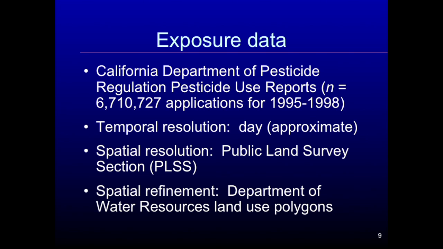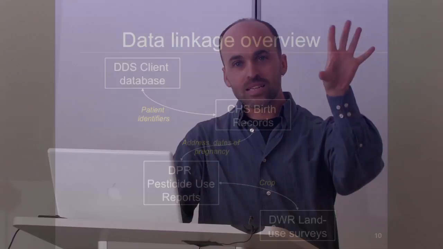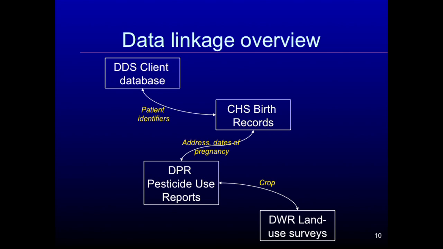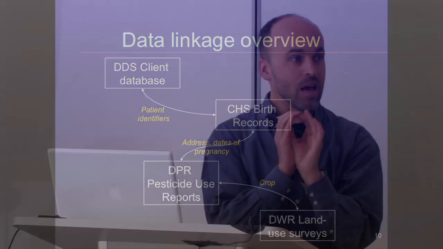So in case you haven't figured out, this is sort of a data linkage mania, all right? We're taking the DDS client database and we're linking it to birth records using the address and the dates of pregnancy. We're linking that to DPR pesticide use reports. And then based on the crop, we're linking that to the Department of Water Resources land use survey so we know exactly where in space the cornfield was or the cotton field or the apple orchard or anything else. So, and I'm going to have a quiz on this.